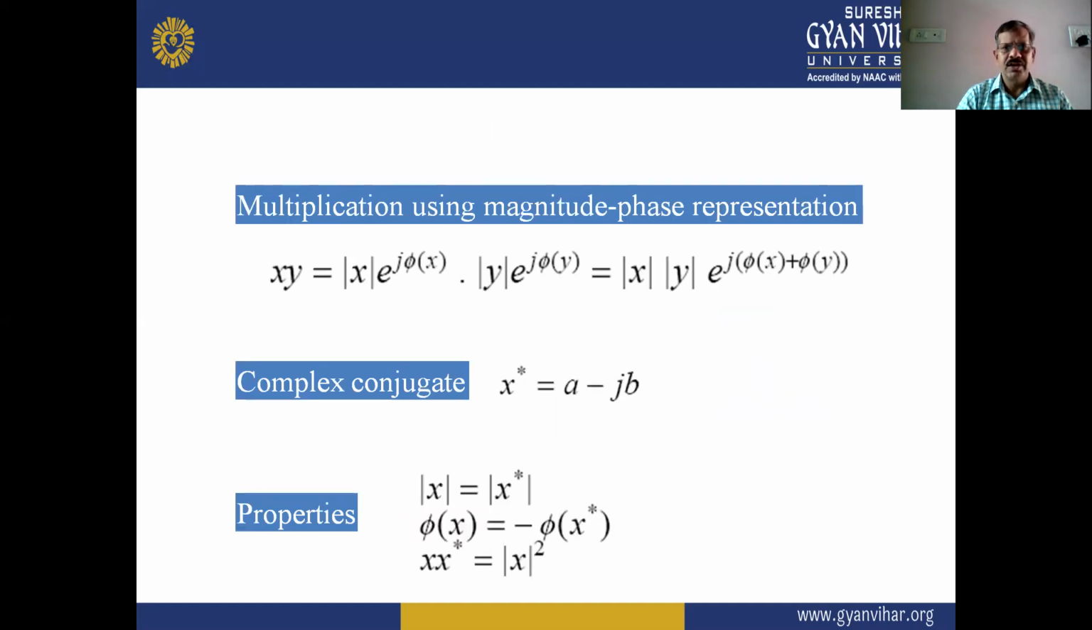Multiplication using magnitude-phase representation. So the multiplication xy equals magnitude of x into e to the power j phi x, times magnitude of y into e to the power j phi y, which equals magnitude of x times magnitude of y into e to the power j times phi x plus phi y. So this is the multiplication using the magnitude-phase representation.